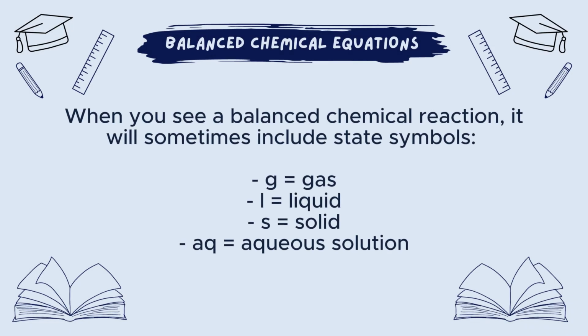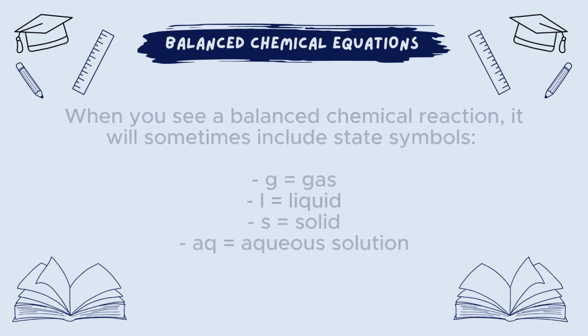When you see a balanced chemical reaction, it will sometimes include state symbols. You have G for gas, L for liquid, S for solid, and AQ for aqueous solution.